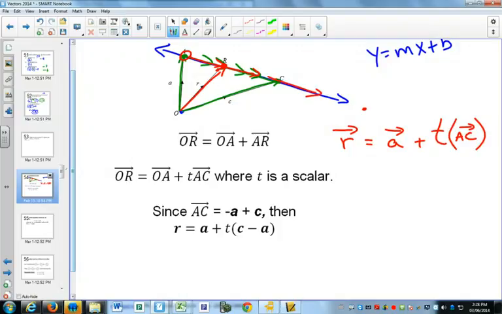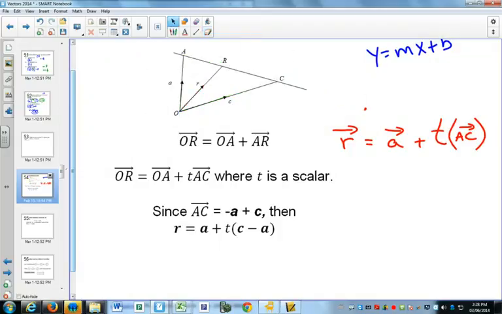You said R is the same as point A plus some amount of the direction. So here, let's erase what we've got here. So this vector R is the same as going, because that's on the line, right? It's the same as going to A. That's what this part is.